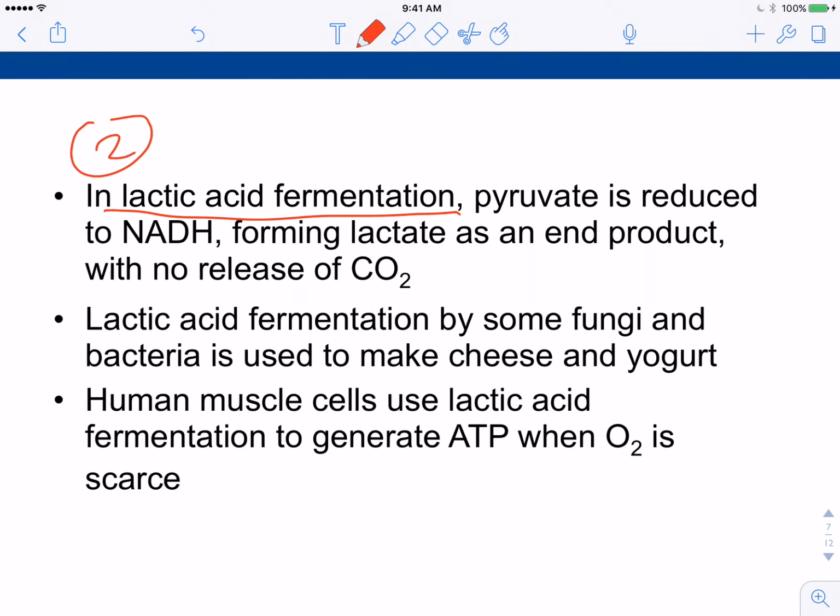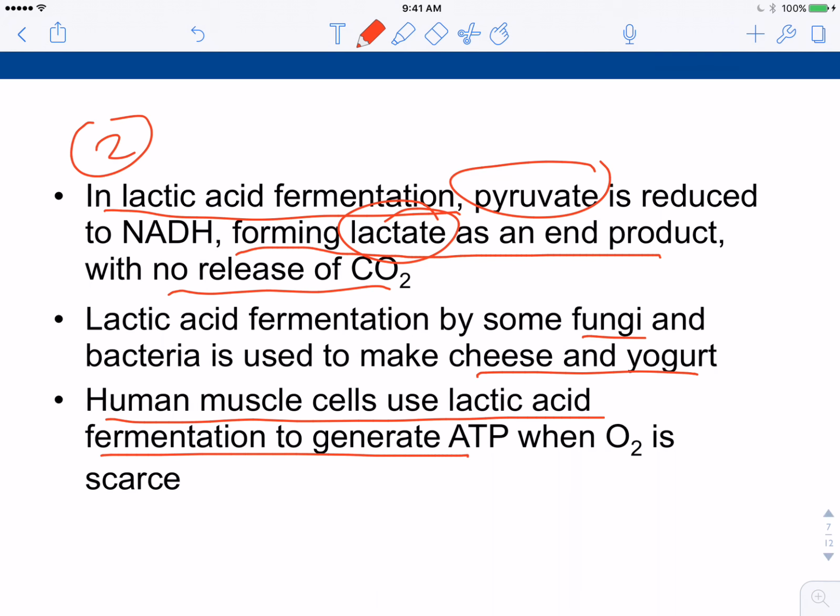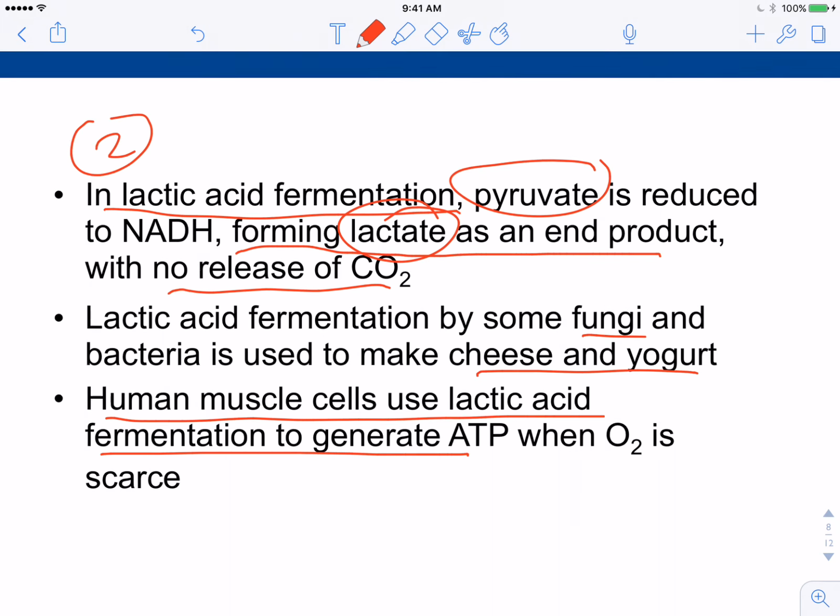That's because this is the type of fermentation that animals do when we don't have enough oxygen in order to keep that ATP being made. So in lactic acid fermentation, pyruvate is reduced, and lactate is the end product. Okay, but there is no release of carbon dioxide. Lactic acid fermentation by fungi and bacteria is used to make cheese and yogurt. That's why it can have that zippy taste. And human muscle cells also use lactic acid fermentation to generate ATP when oxygen is low.